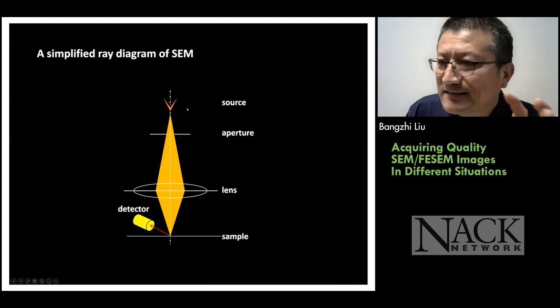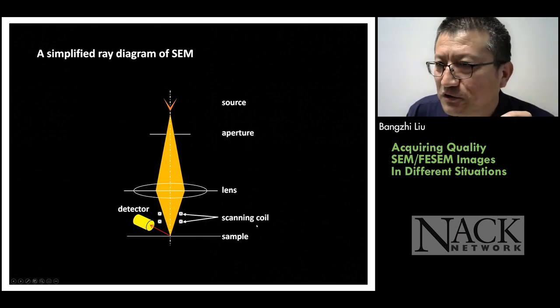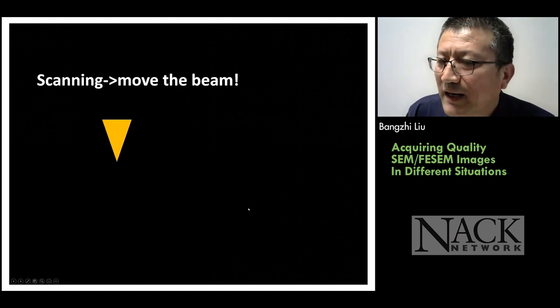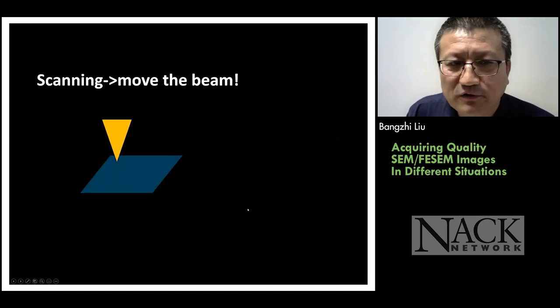Because we are using a scanning electron microscope, we have a special component called a scanning coil. This is actually the key to the scanning electron microscope. So let's see why we need a scanning coil for the SEM.